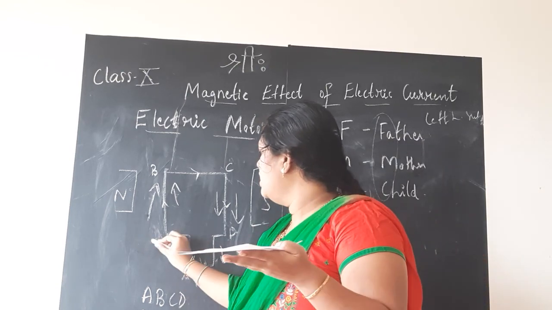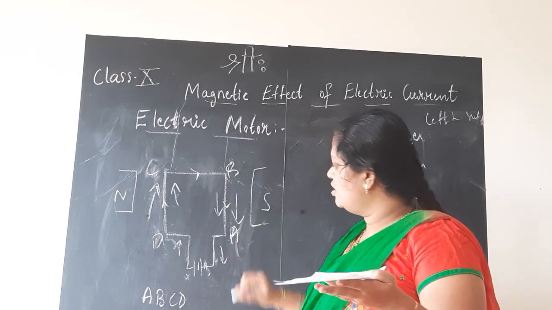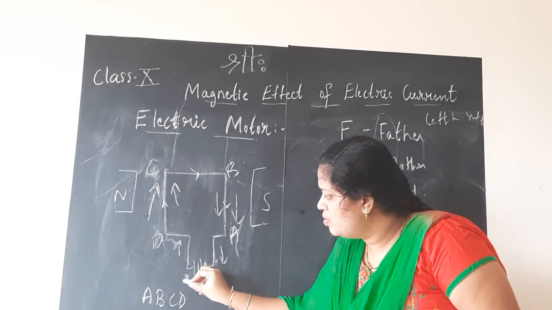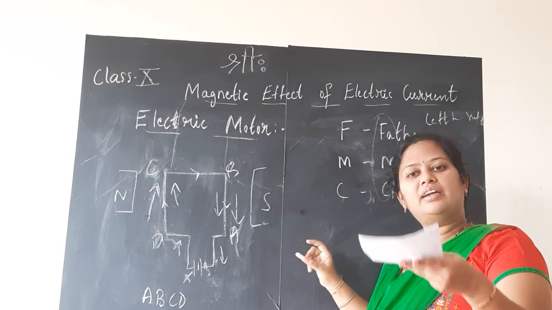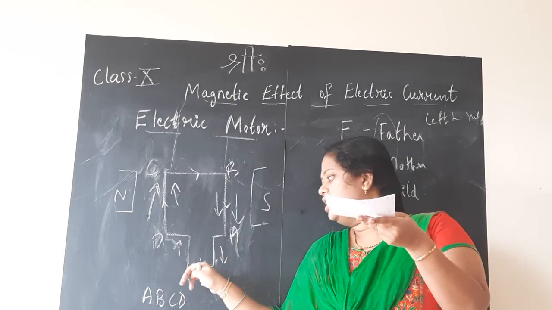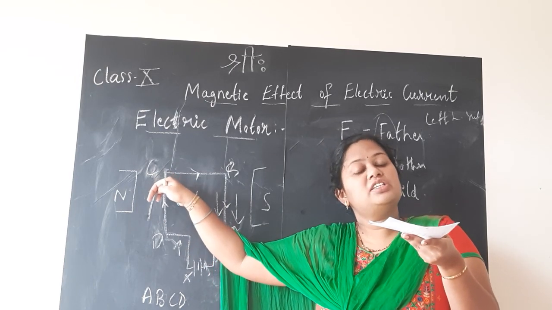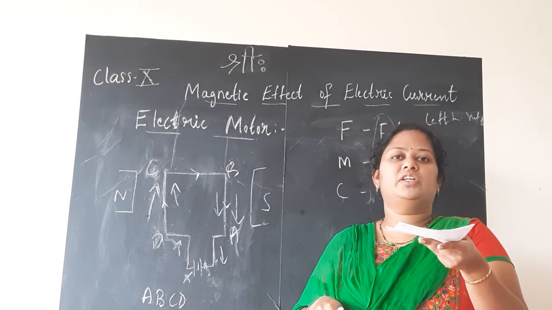So ABCD has now become DCBA. Now the armature AB, which was first towards the positive of the battery, now came towards the negative of the battery. So next, the current will flow inwards through the armature CD and then it flows in the outward direction in the armature AB.